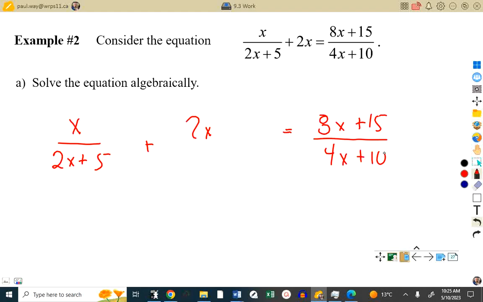You can factor 2 out of 4x, right, and be left with 2x plus 5. So if you multiply both sides of this equation by both of those denominators, you're going to end up creating a cubic polynomial, because that 2x is going to be multiplied by 2x plus 5 and 4x plus 10. This is 2 times 2x plus 5.